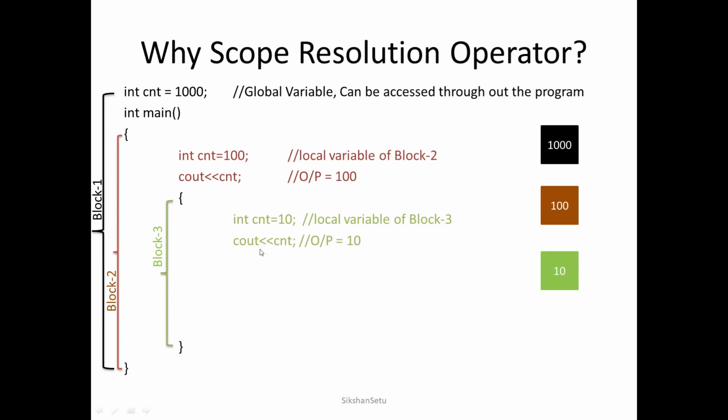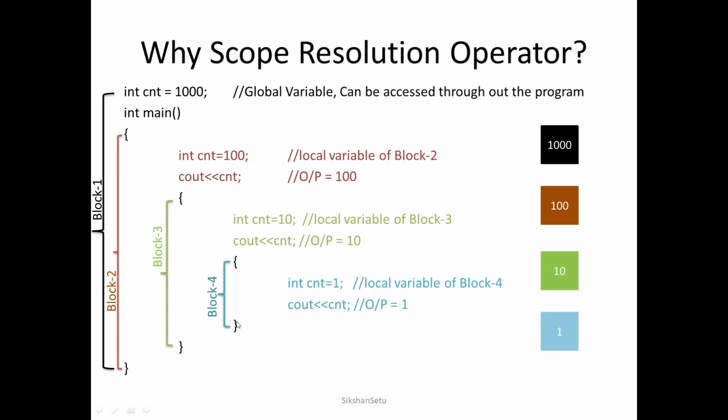Now again I am trying to print the value of CNT. Since there are three CNT, one global CNT, one local to block 2, another local to block 3, and since right now you are in block 3 and the priority of the local variable is higher than the global variable, the value of CNT printed will be the local CNT variable of block 3, which is 10.